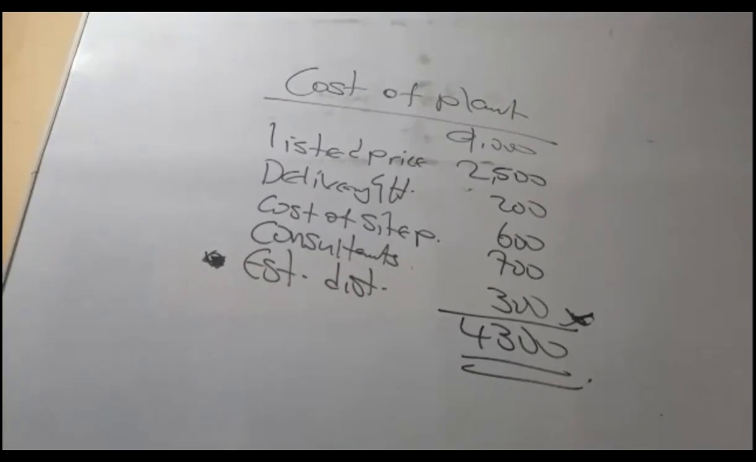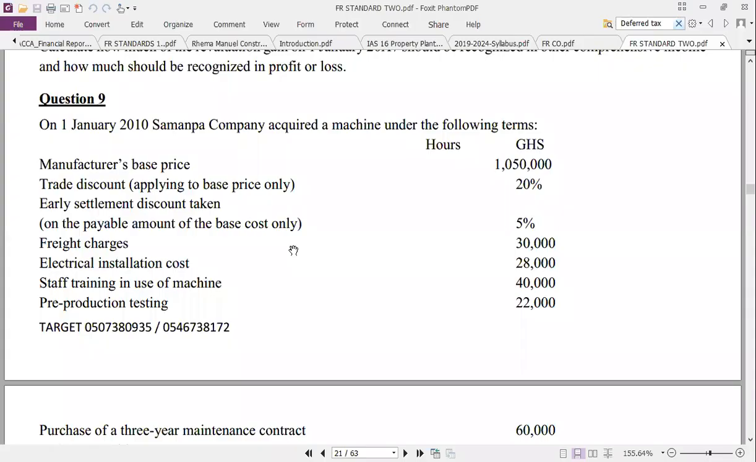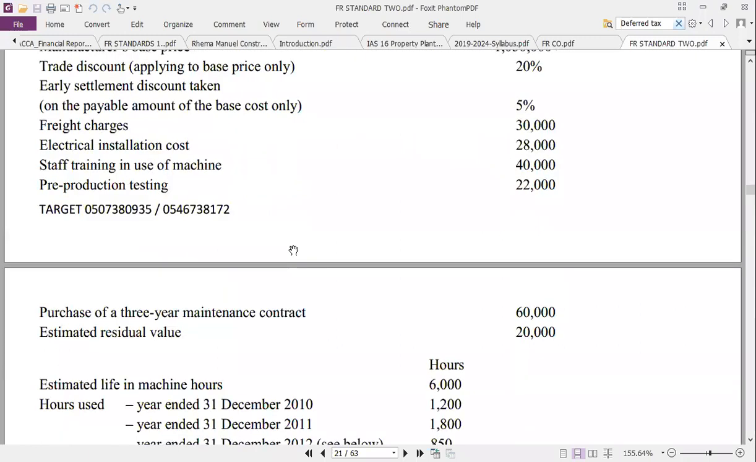Now let's look at this question. You are calculating the cost of the asset, the initial cost of the asset. That's all you're doing now, so the other part of the question should not be part of it. I'll scan through.